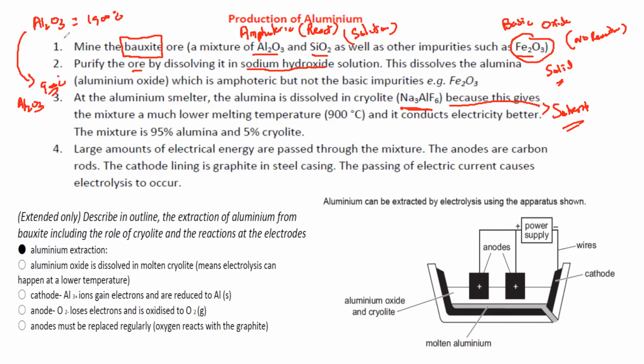Because it can melt at a low temperature, it will reduce the cost of extraction, so we don't have to supply too much energy. So when we are carrying out the extraction of aluminium, this is an electrolytic cell. Because we are doing electrolysis, the electrolytic cell consists of anode and cathode. But what is anode and cathode?